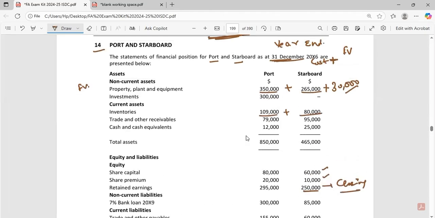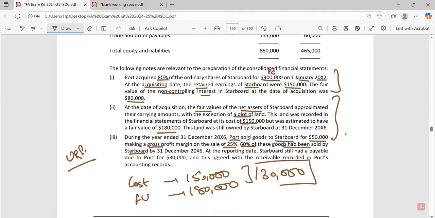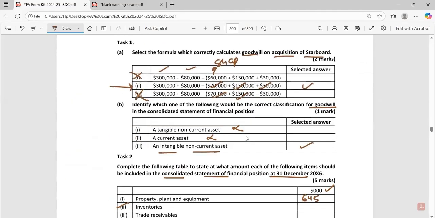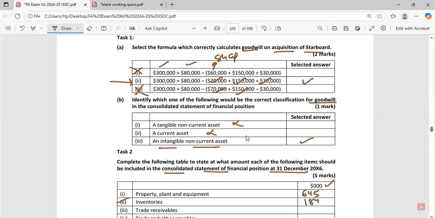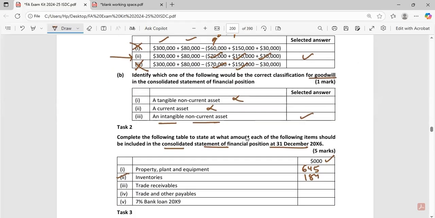So from here, deduct 5,000, right? So when you make these adjustments, you have to add 1,09,000 plus 80,000 less 5,000. So your answer would come out to be 1,84,000. Okay, so I'm just going to write 184 over here because my answers are in 3 zeros. Fine. Now let's see trade receivables.